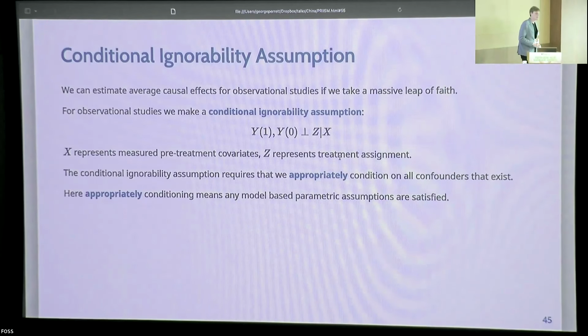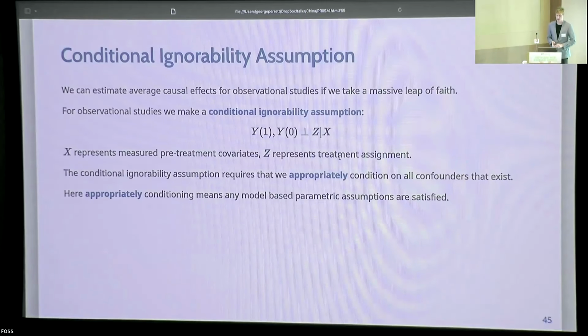Now, what is X here? X represents a matrix of all confounding variables. So it's basically any confounder that exists. We don't know what X is. It's just any confounder that exists. That is X. And so we are assuming that we have measured X and that we are appropriately conditioning for it. The appropriately conditioning piece is really important here.